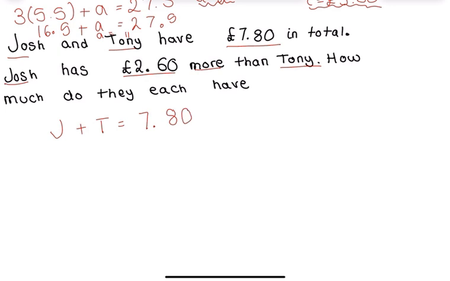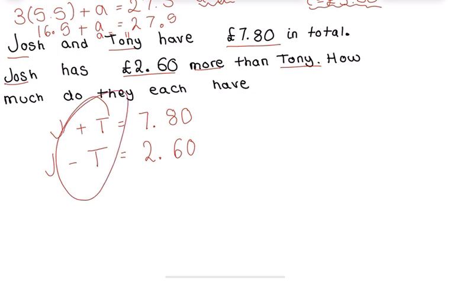Now when we say we have £2.60 more, we're saying that the difference between their amounts is £2.60. Now to find the difference between two amounts, we have to take away. So if Josh has £2.60 more than Tony, the difference between Josh's and Tony's will be £2.60. Now we need to eliminate one. We could say, well, both J's are the same or both T's are the same. It doesn't necessarily matter. I'm going to say, well, both the T's are the same.